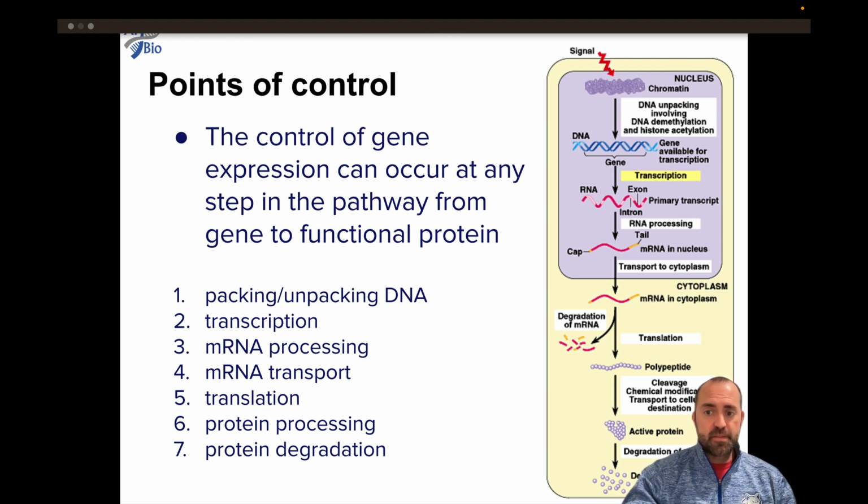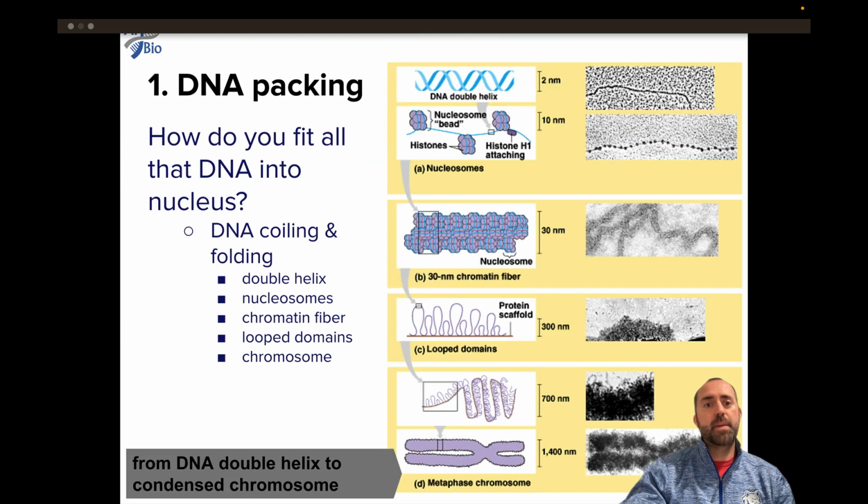We'll talk about all 7 of these as we go through, but one of the biggest reasons we're able to have different points of control is the fact that we have a nucleus where the mRNA is not able to leave until it's been processed. So we prevent translation from happening until all this stuff that goes on in the nucleus happens. So starting off with the DNA packing. We've already talked about this a little bit this year, that DNA is incredibly long in terms of how much DNA is found in our cells, and we have to basically pack it up and fit it in a very tiny space.